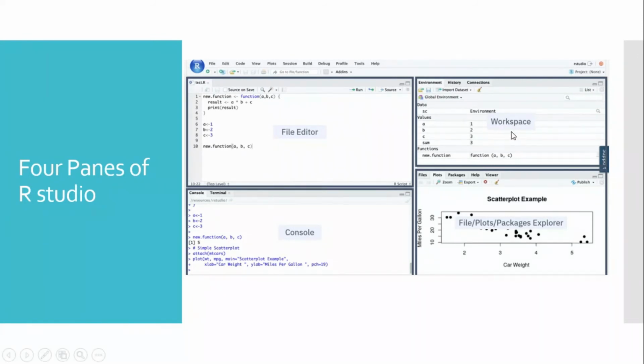With this, I'm ending this lecture of general introduction to R, and in the next lecture we are going to learn how to install R and how to operate R.